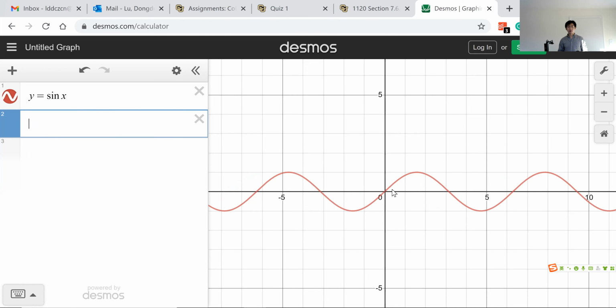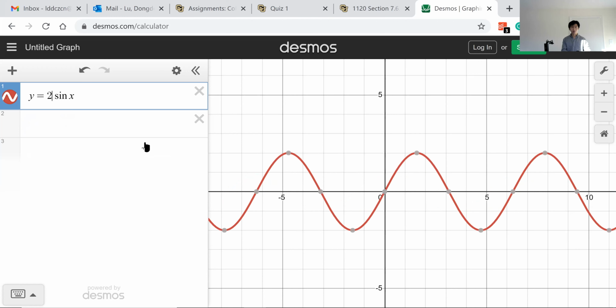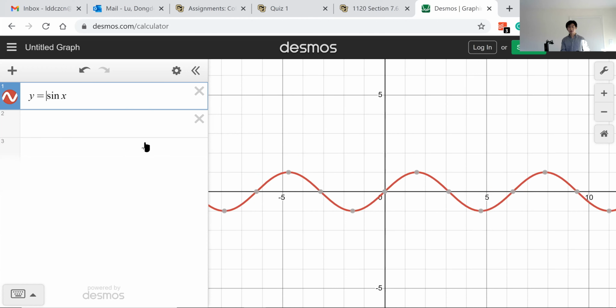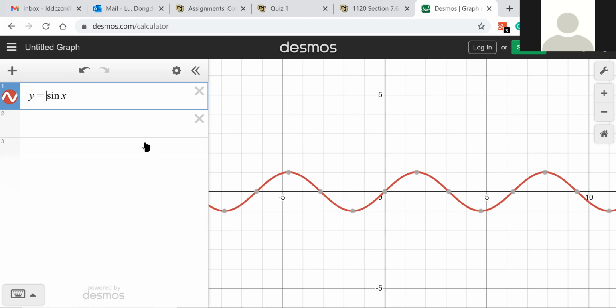Okay, this is our sine function. What if you times this function, have a number times this function, for example, 2? Do you guys see the difference? Yes. It just has a higher amplitude, right? Very good. Exact term, amplitude.